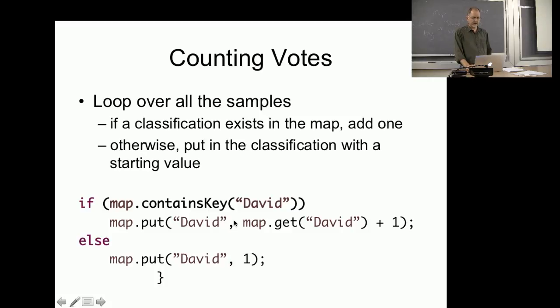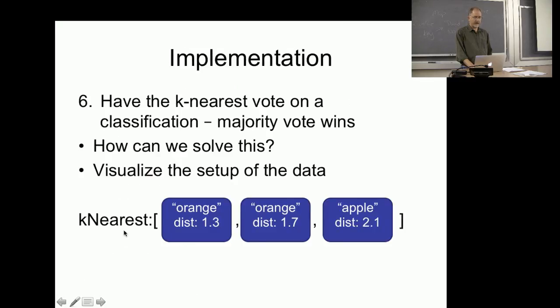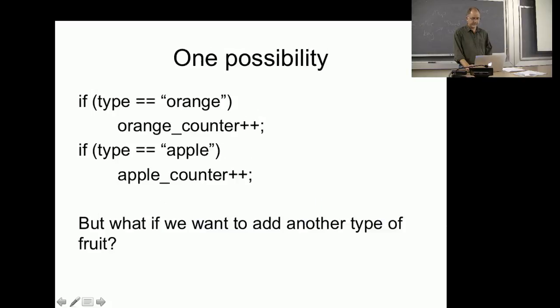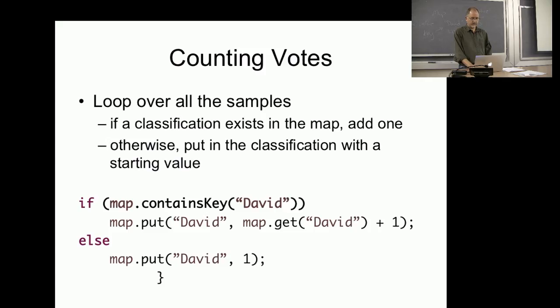If we go back to our list, we have an empty map, and we ask, does orange exist in the empty map? It does not, so let's add it to the map with a vote of 1, because that's one vote for orange. If we see orange again, we ask, does orange exist in the map? It does exist, so let's add 1 to the existing count stored in there. If it already knows about a label, then we put at that label the old value associated with it, the get, plus 1. We take the old vote, add 1 to it, and put it back in under David.